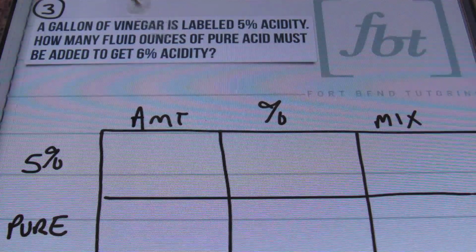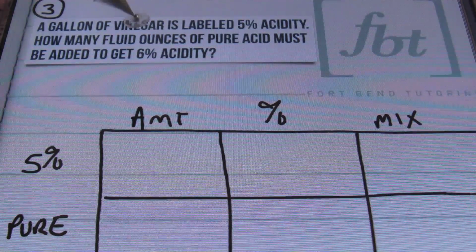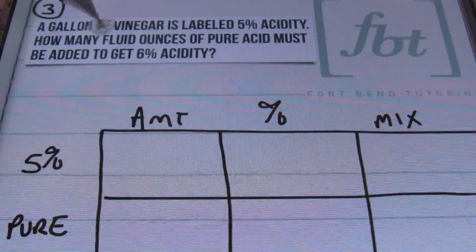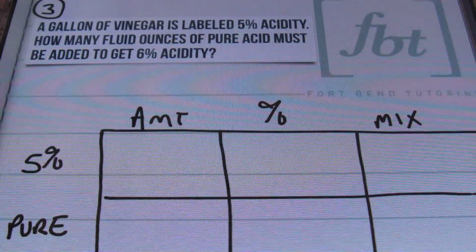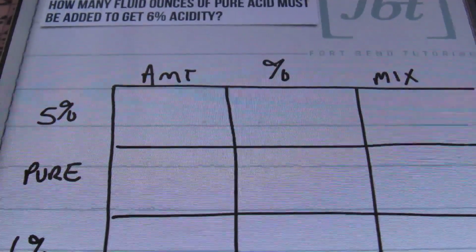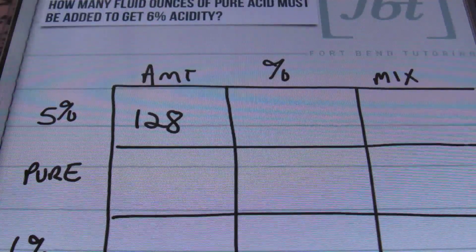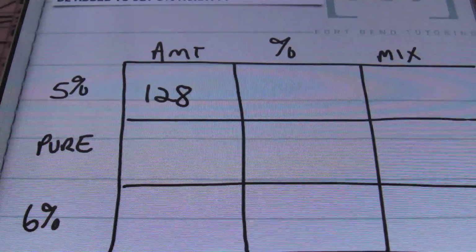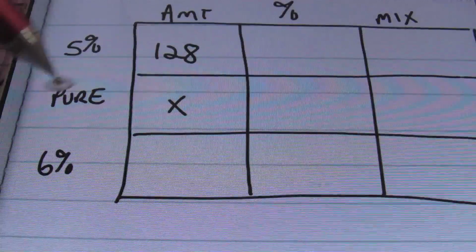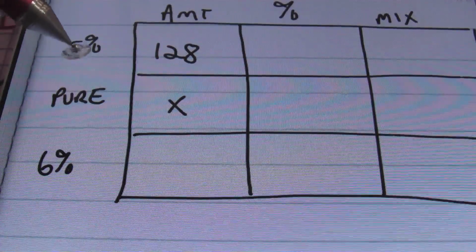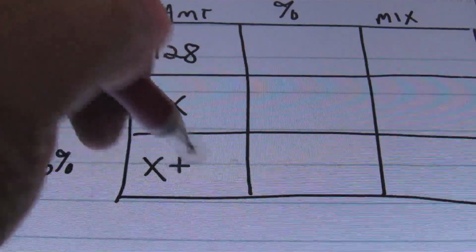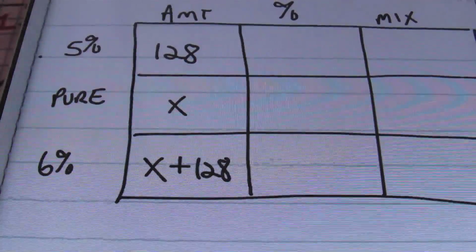So notice that our units of measurement are different. Fluid ounces and gallons is not the exact same unit of measurement. And since they want my answer to be in fluid ounces, I'm going to convert 1 gallon into 128 fluid ounces, which is the number of ounces that is in 1 gallon. I don't know how many fluid ounces I'll need of the pure acid, so that's going to be my variable x. Then to find out the total amount of the 6% acid vinegar, I'll end up adding x plus 128, so it'll just be x plus 128, just like that.